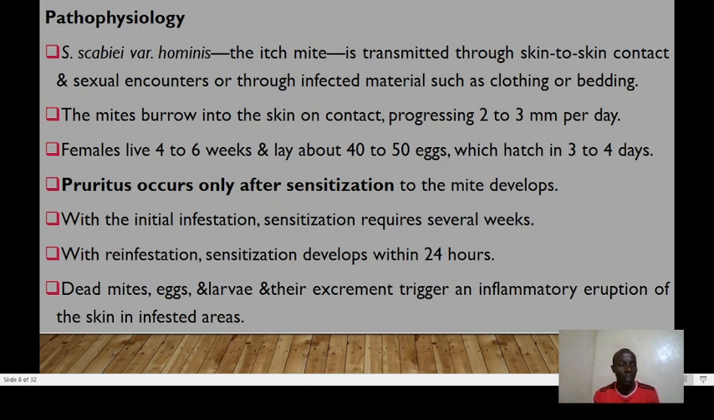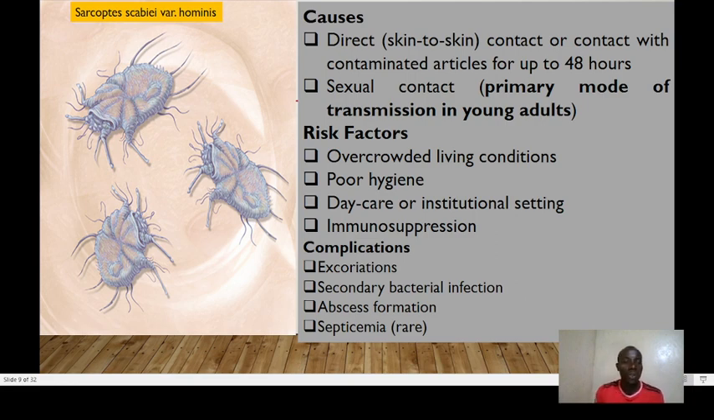to 4 days. So pruritus will occur only after sensitization to the mite develops. With the initial infestation, sensitization requires several weeks, but with reinfestation, sensitization will develop within 24 hours. So dead mites, the eggs, the larvae, and their excrement will trigger an inflammatory eruption of the skin in the infested areas. So we could have the Sarcoptes scabiei, and you can appreciate my diagram on my left. So causes, we have direct skin-to-skin contact and sexual contact.